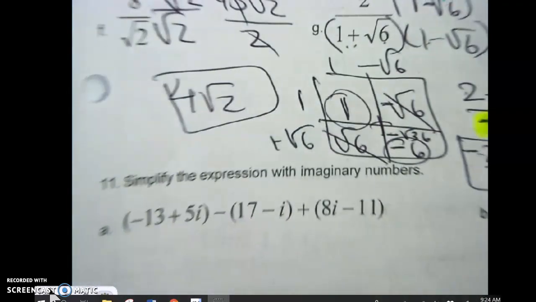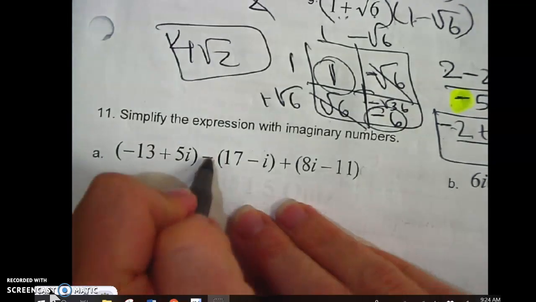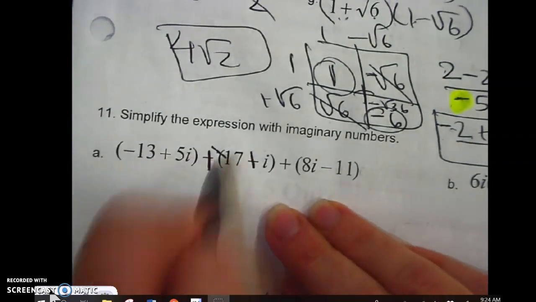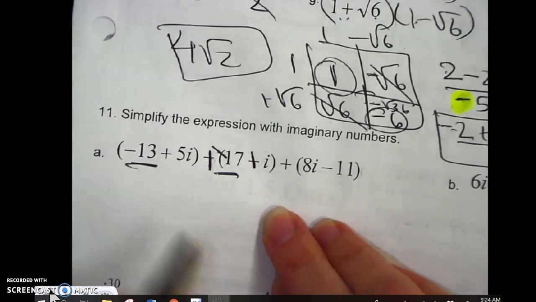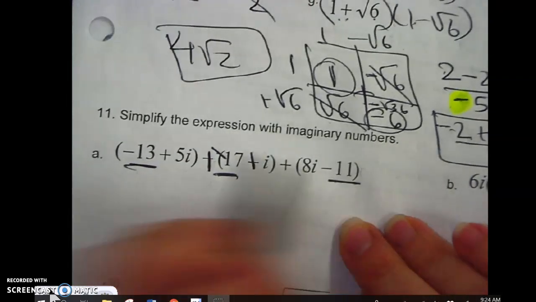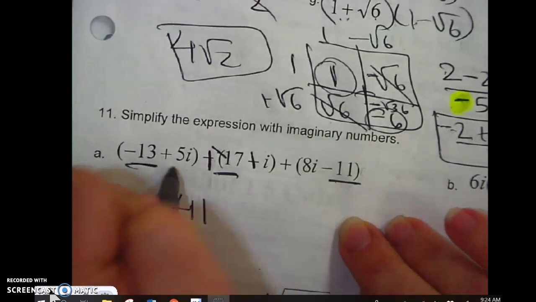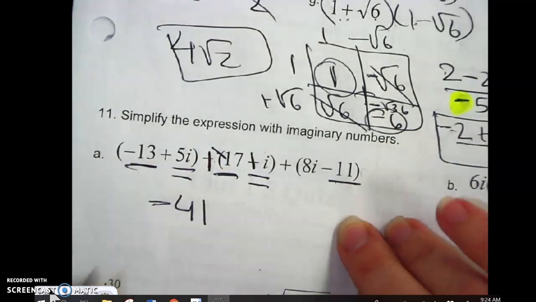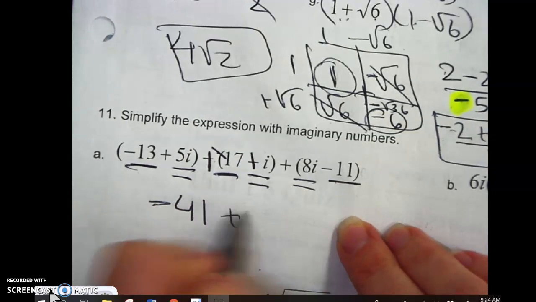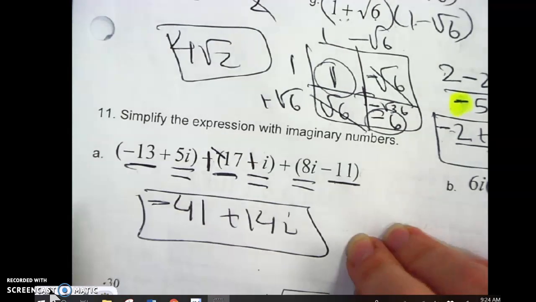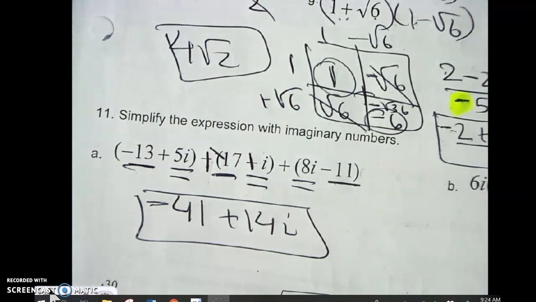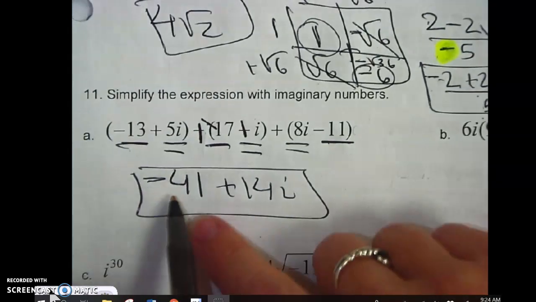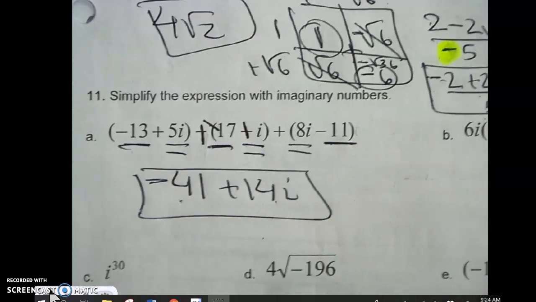All right, let's get into imaginary numbers now. This looks great, but I need to change the sign of everything to the right. Then I show my work. This one, negative 13 and negative 17 is negative 30, negative 41. 5i plus 1i is 6i plus 8i is 14i. Now, this whole section down here, I cannot check in the calculator because it's imaginary. Remember, what has to come first? The number, then the i.